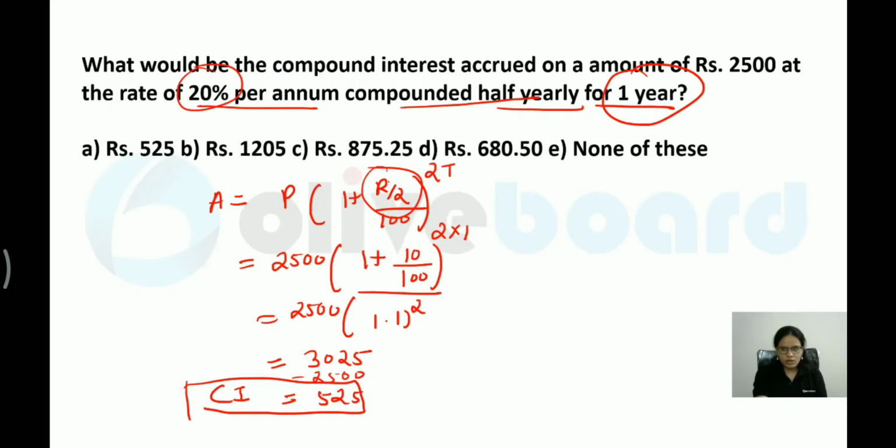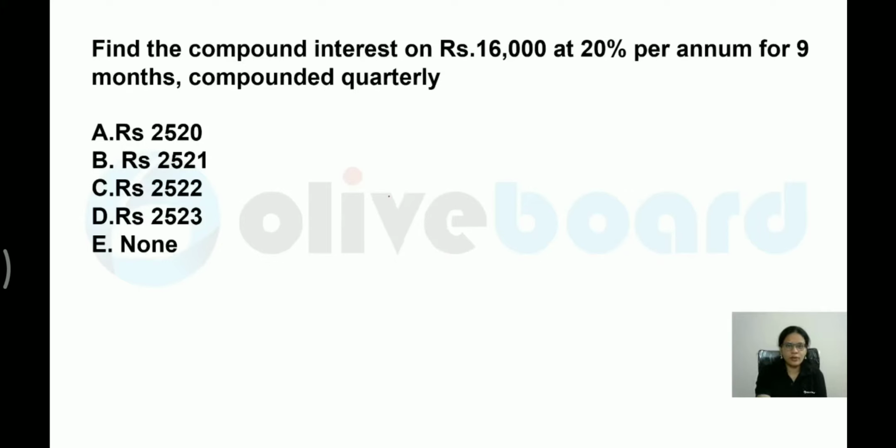Now let me solve one more question based on the quarterly, so your concept will become more clear over here. They are asking you compound interest on 16,000 over here. So principal value is given to you as 16,000. Here what will you write? 1 plus, now they have given you compounded quarterly. So when I'm talking about the quarterly value, you have to write R by 4 over here. So what will you get in this case? 5%. 20 by 4. So you will be getting 5% over here.